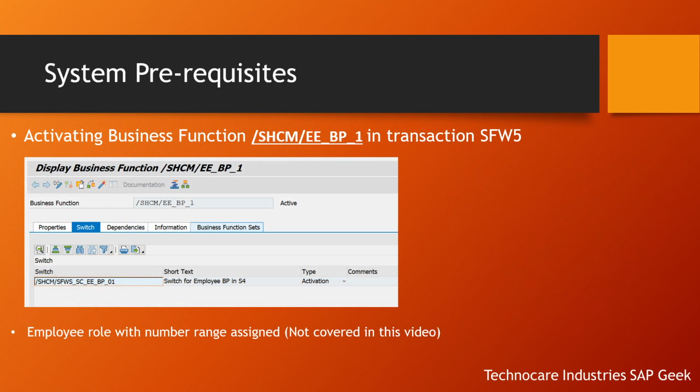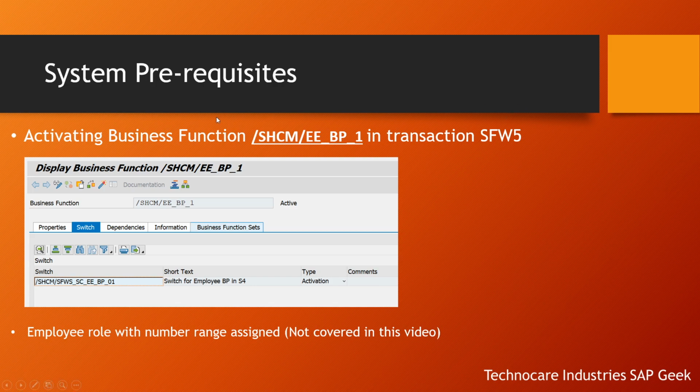So the very first thing that we do in the system is we go to the SFW5 transaction and we get this business function activated. Once this business function is activated, certain programs will be enabled in the system, and those programs will then be used for assignment of business partner roles to the employee BPs generated in the system.